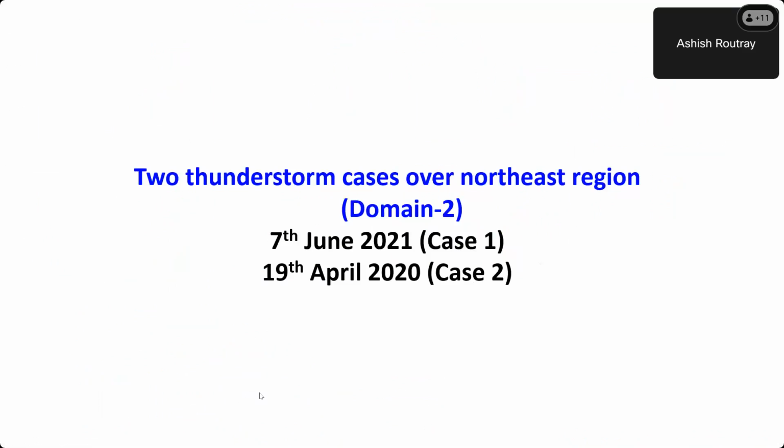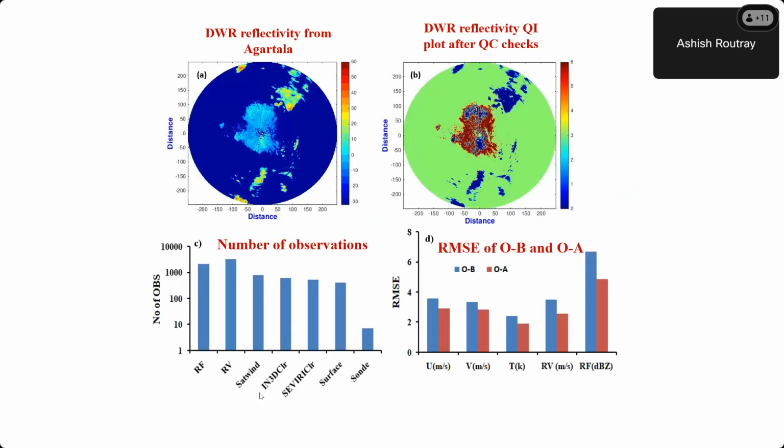Quickly moving to the two thunderstorm cases over the northeast region, 7th June and 9th June. A lot of lightning and rainfall happened within a few hours. At that time only Agartala radar data was available, so we applied quality control.